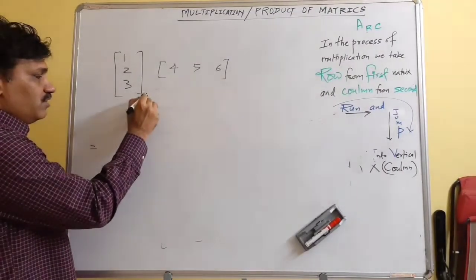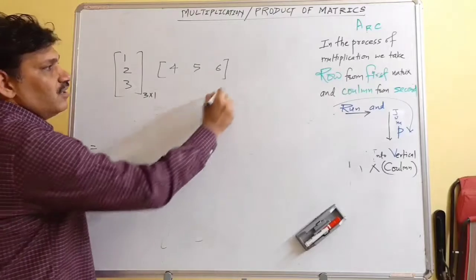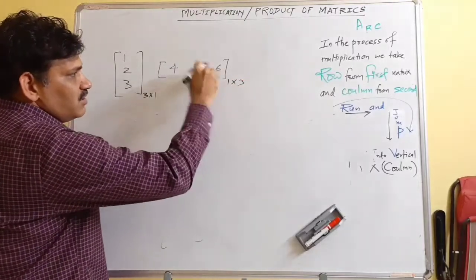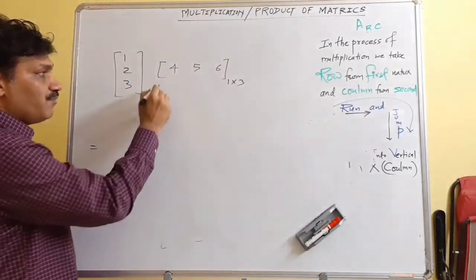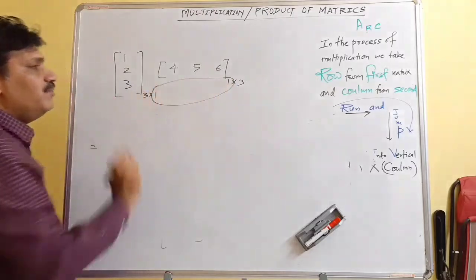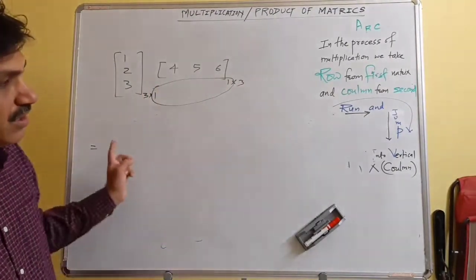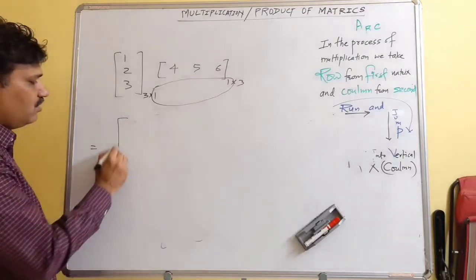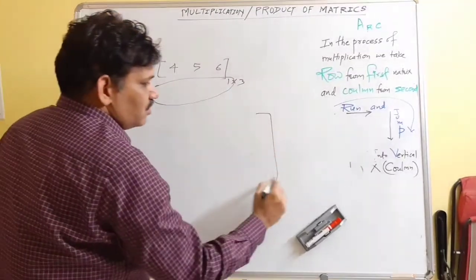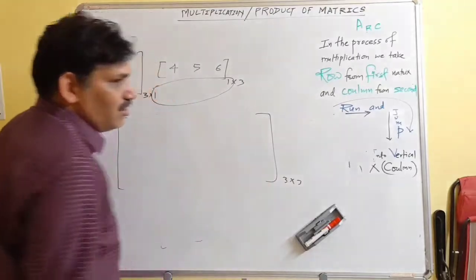Now the order of this matrix is 3 by 1 and the order of this is 1 by 3, as there is 1 row and 3 columns. So the product will be a matrix of order 3 by 3. There will be 3 rows and 3 columns.